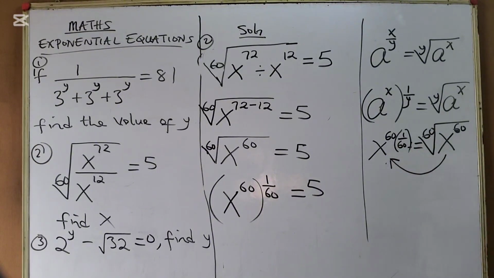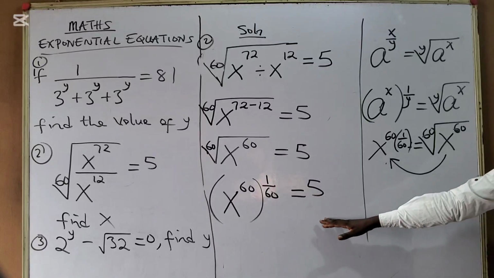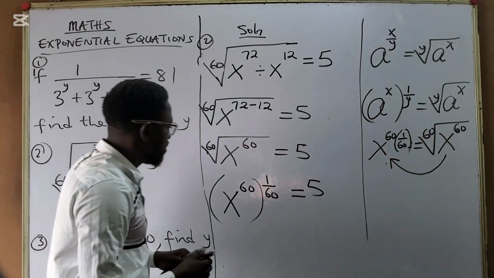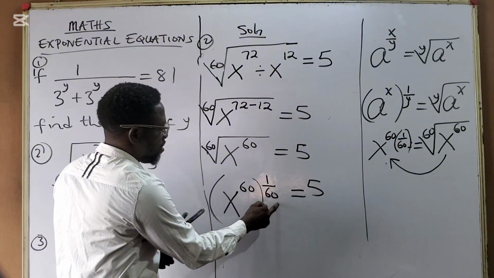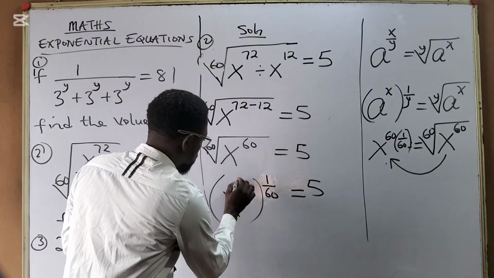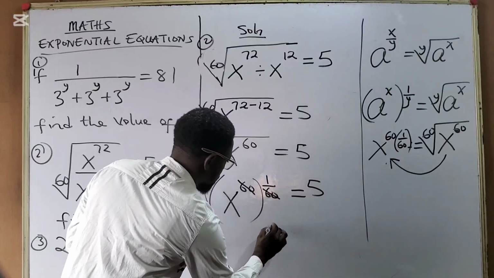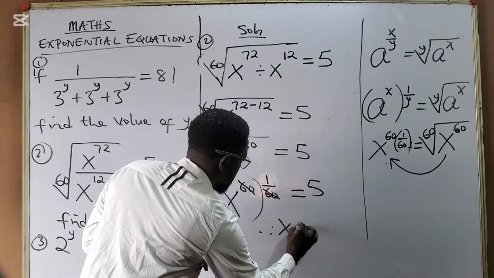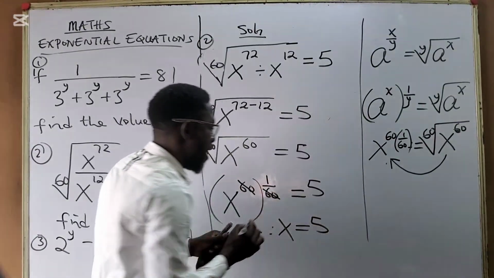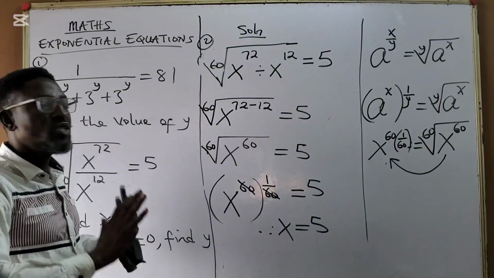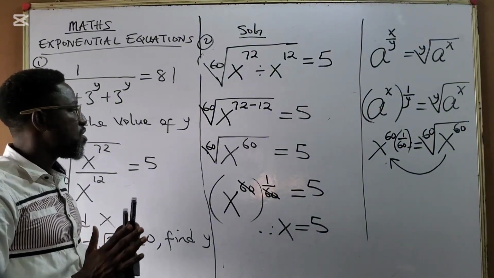You see that now? So that's the same thing as what I've written here. So there is no manipulation. Now we can cancel out: this 60 here, we cancel this one, and this one cancels this. It means x is equal to what? 5. So it's not something really difficult.